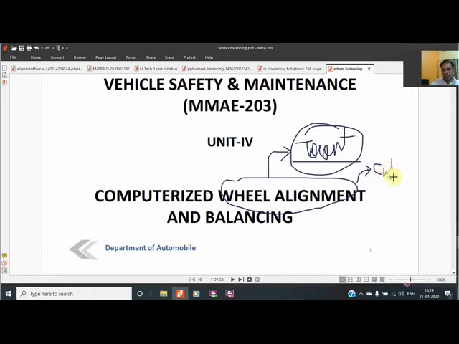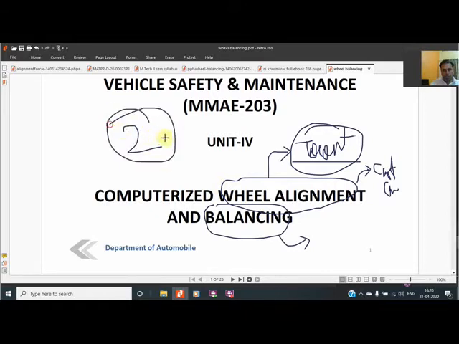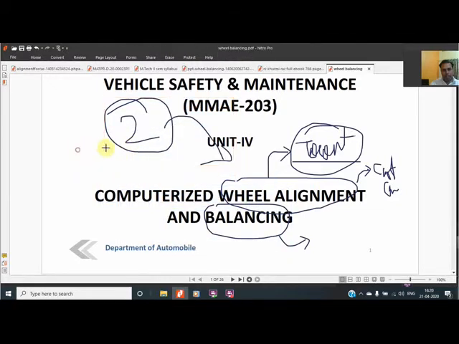The remaining angles are important, but they are very seldom changed. That is the caster angle, the camber angle, and the steering axis inclination, which cannot be changed because it is a factory-made feature. And balancing: when we have a new wheel on our vehicle, we have that wheel balanced. We put some weights, but that's a different thing. We have to cover two things today: first is the wheel alignment, and the second is the wheel balancing.